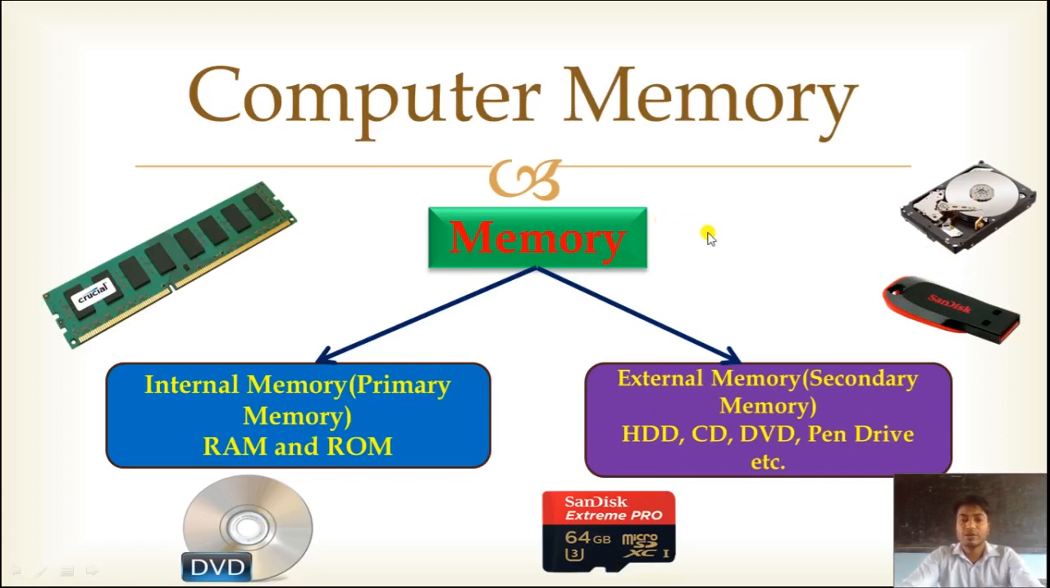Now what is the difference between internal and external memory? Speed wise, internal memory has fast speed, whereas external memory has slow speed. If we talk about capacity wise, internal memory has small capacity, whereas external memory has high capacity. Understood? These are the important differences between internal memory and external memory.